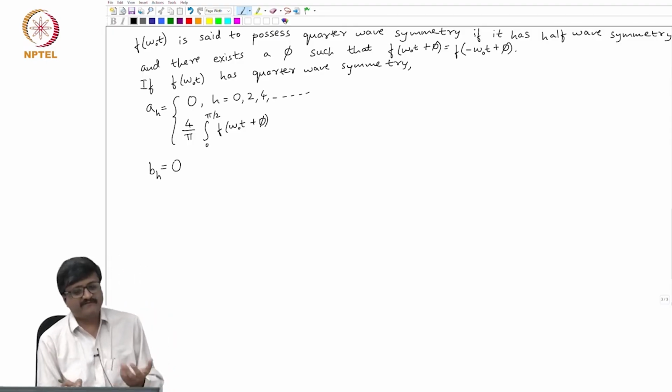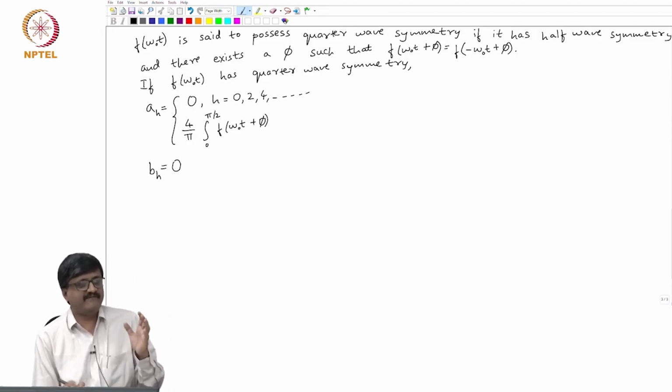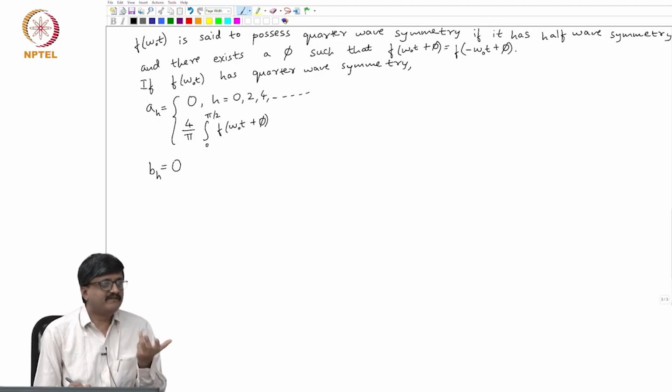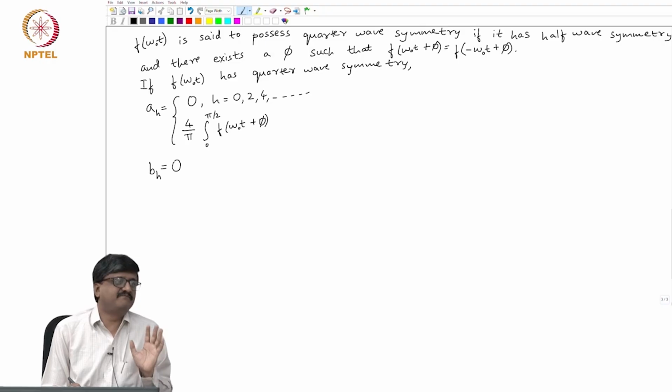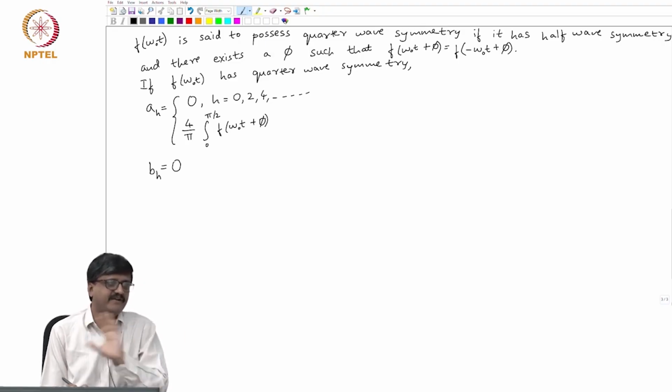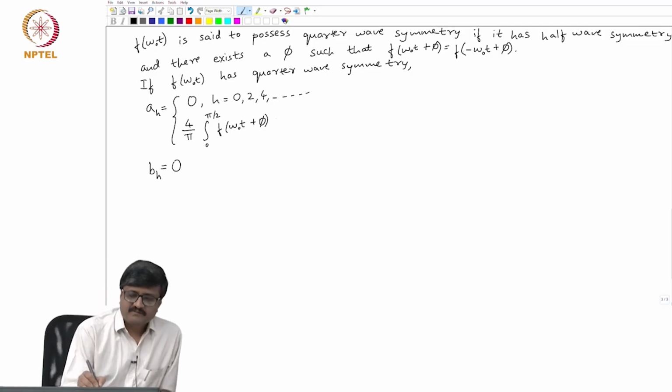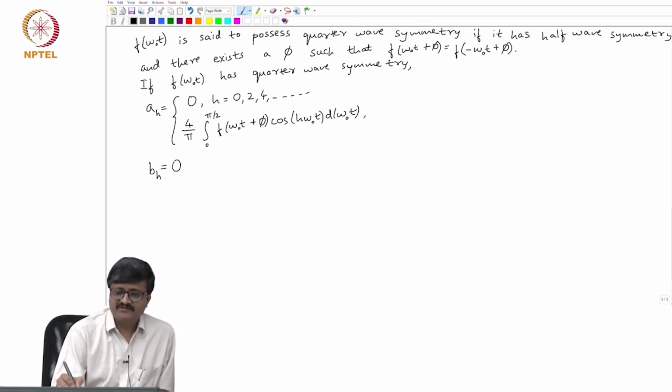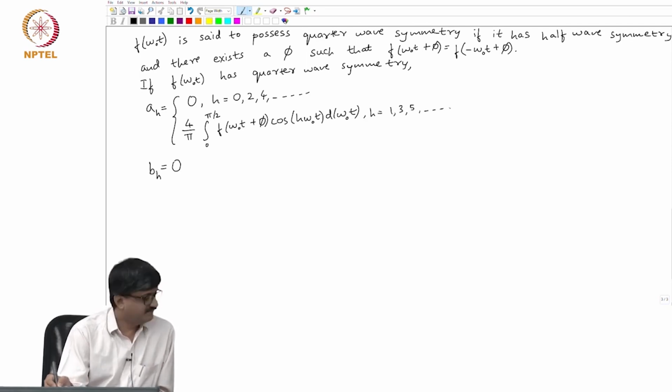Now, please note I am trying to find a harmonic component of a waveform which is shifted to the right or left depending on whether phi is positive or negative. That does not alter the RMS value, that is the point. Please note RMS value is not altered by shifting a waveform to the right or to the left. So, cos h omega o t d omega o t, and this is applicable for h equal to 1, 3, 5, and so on.